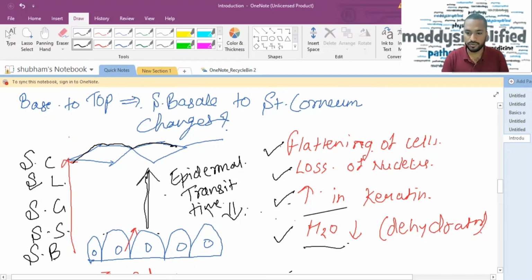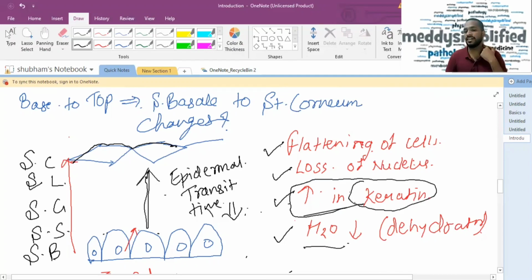It is very important to remember that keratinization takes place; the increase in keratin levels is the one thing which is increasing, whereas if we see water, we are losing water. If we talk about nucleus, the nucleus size is decreasing. If we talk about the cell, the length of the cell is also decreasing. So basically everything is lost as we go from the base to the top, but the keratin content is increased.